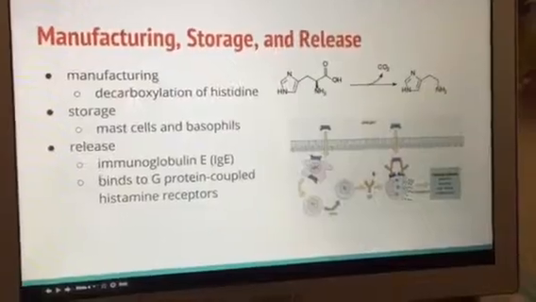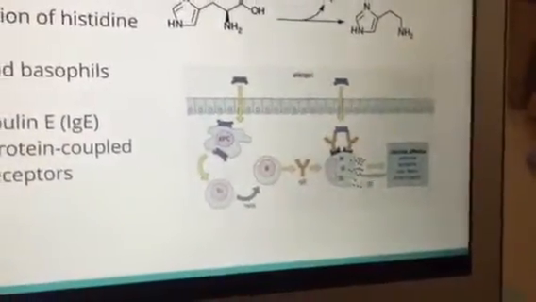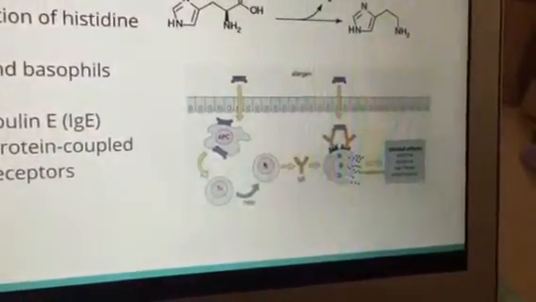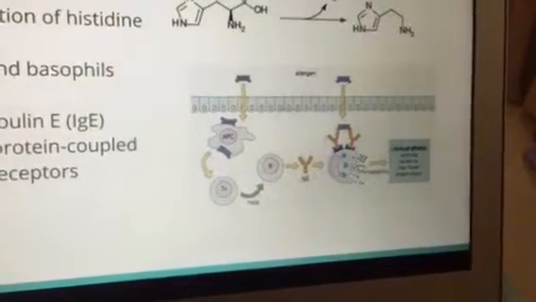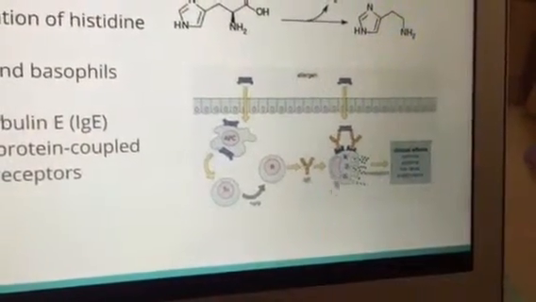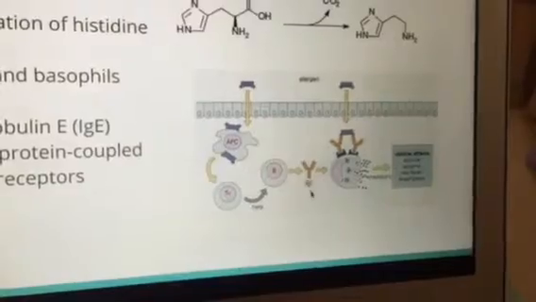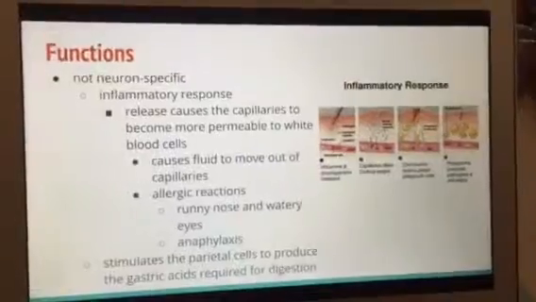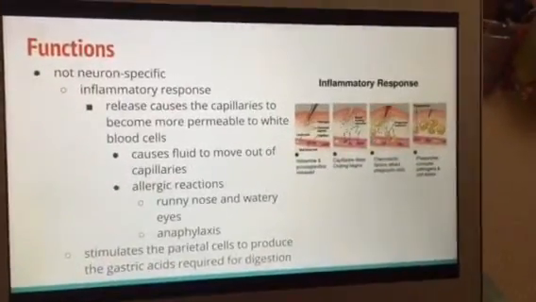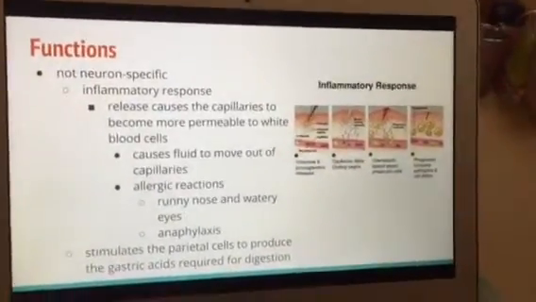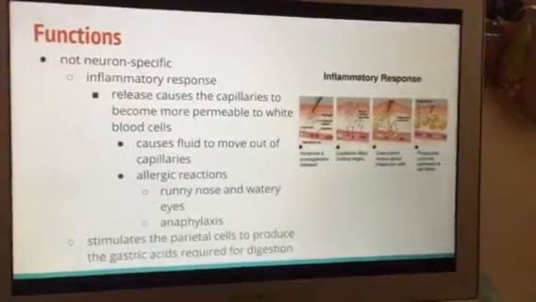So this image right here shows how histamine is triggered. Something will result in immunoglobulin E being released, which will then result in histamine being released. Histamine has a variety of functions and is not only a neurotransmitter.